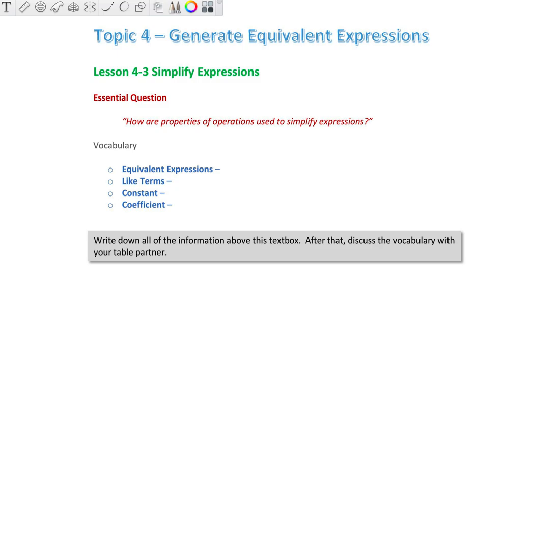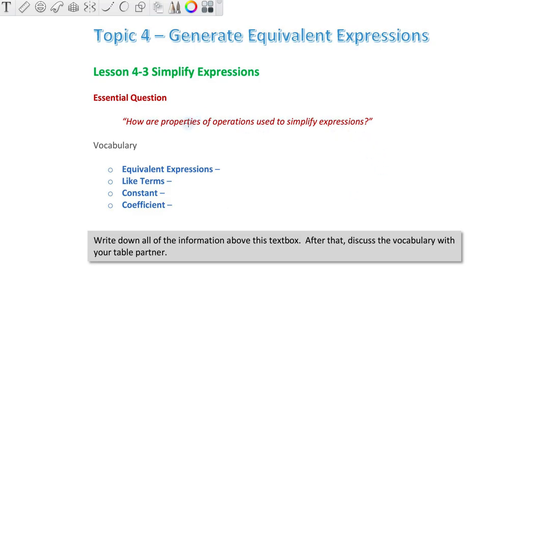Okay, welcome to the notes file for lesson 4.3. In this lesson, we'll be simplifying expressions, a key concept here, because we will be doing tons of this when we're solving equations, which is one of the most important 7th grade standards there are. So in simplifying expressions, the essential question here is: how are properties of operations used to simplify expressions?